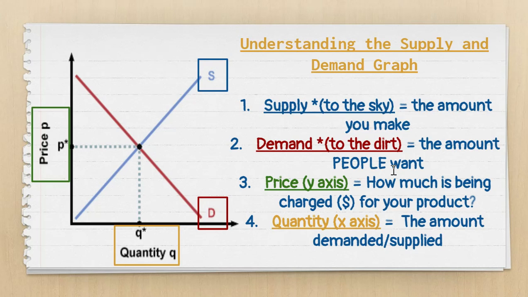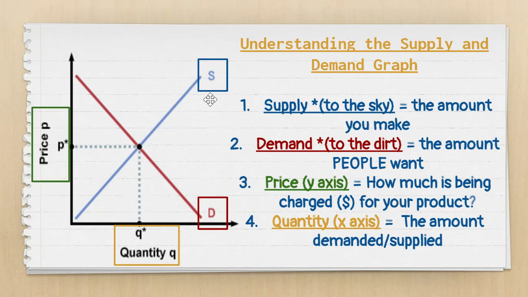Now, some things that will affect how much people demand is number 3, the price of your product. So how much are we going to charge for our bars of soap? And how that is represented is by this y-axis. Just like in math or just like in science, you have a y-axis. And in economics, that's going to be your price. So how much are you going to charge for your product?